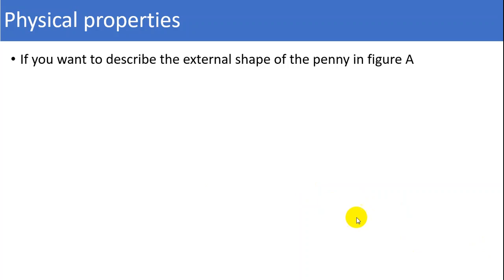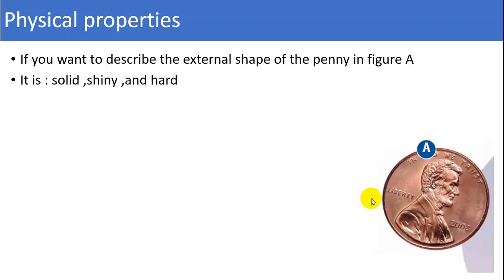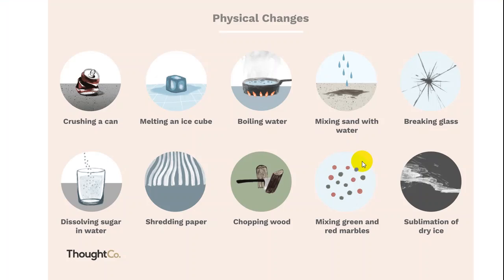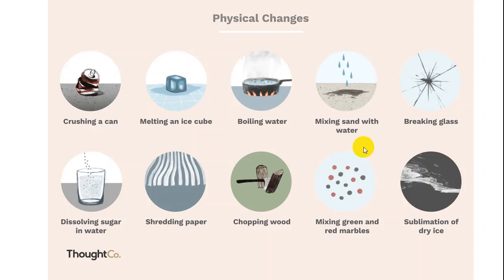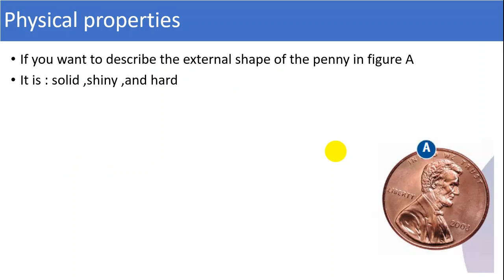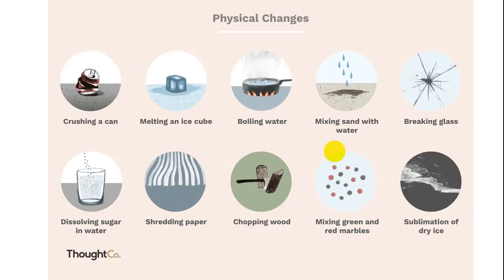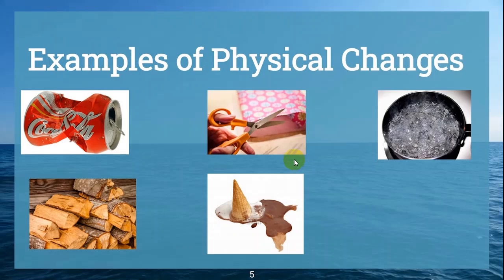If you want to describe the external shape of the penny in the figure, for example, it can be described as solid, shiny, and also hard. So this is a physical property. Physical properties are related to a kind of change that takes the same name, called physical changes, like crushing a can, melting an ice cube, boiling water, mixing sand with water, breaking glass, and dissolving sugar in water. We only change the state of matter. This is called a physical change. So physical properties can be changed by physical change.